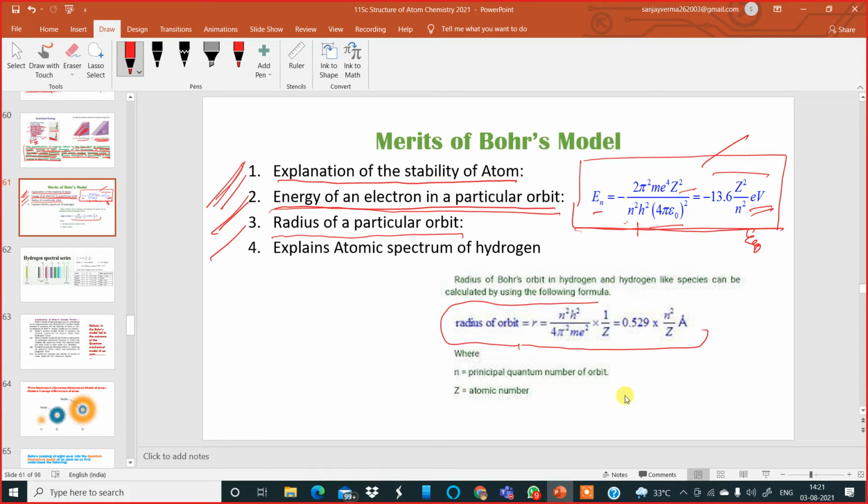Radius of an orbit is equal to n square h square by 4 pi square m e square into 1 by z, and this one is Bohr's radius over here. Where n stands for principal quantum number of orbit and z is the atomic number. Moreover, the fourth merit is, the Bohr's model of hydrogen atom explains atomic spectrum of hydrogen also. So these are the advantages or merits of the Bohr's model.